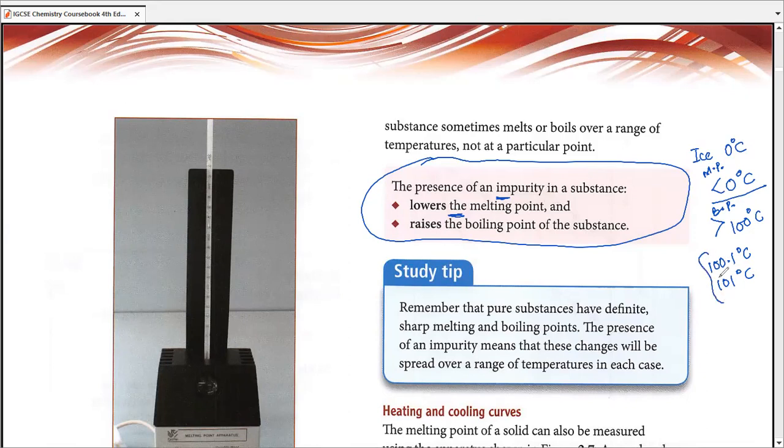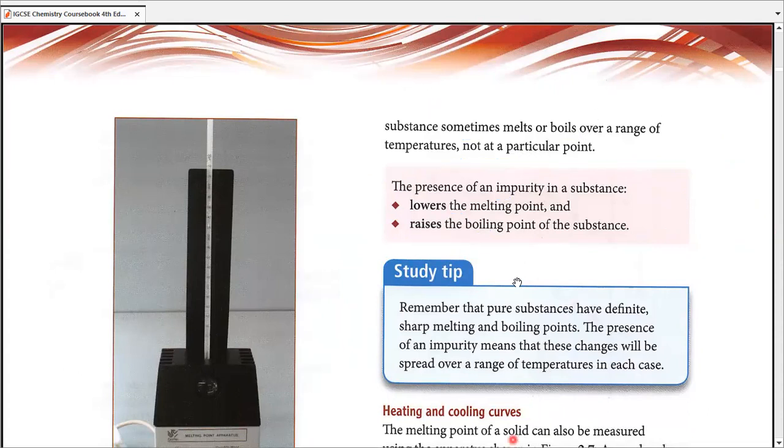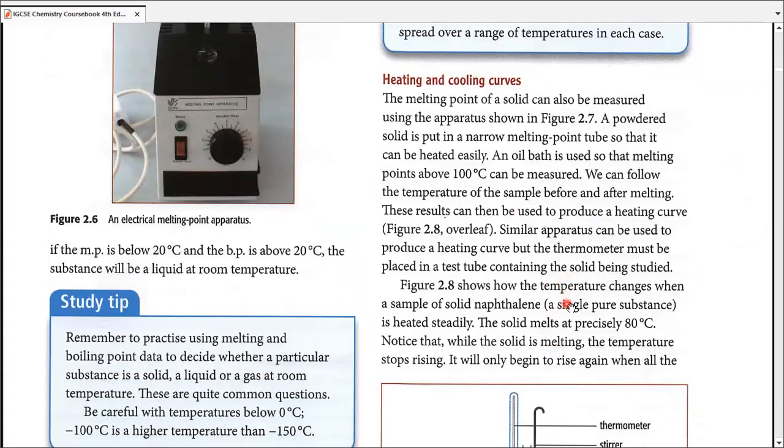So we can write it in different ways since we do not exactly know what's going to happen. So instead of writing all of this, we use this kind of phrase. Make sense? Or we write it in words. Okay. It also says one more thing. It makes the substance melt or boil over a range of temperatures, not at a particular point. This can be explained when we go with the heating and cooling curves. Heating and cooling curves need to be explained in the form of a curve. When I use the word curve, I'm actually talking about a graph.